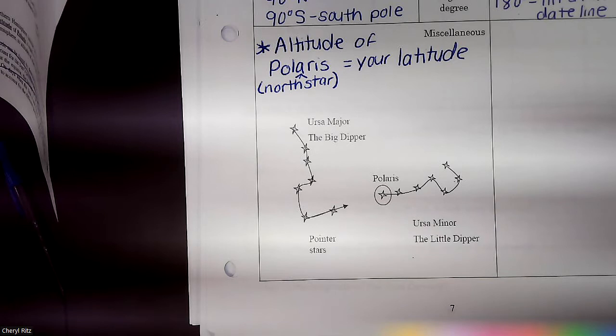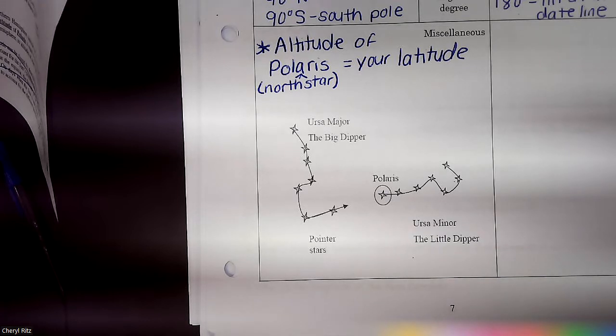So if you haven't already, do exactly what I did here. Take the two pointer stars, point them to Polaris, which I believe I circled for you. You need to know how to do that. Again, why do you need to know how to do this? Because you also need to know this part right here, that the altitude of Polaris is equal to your latitude.